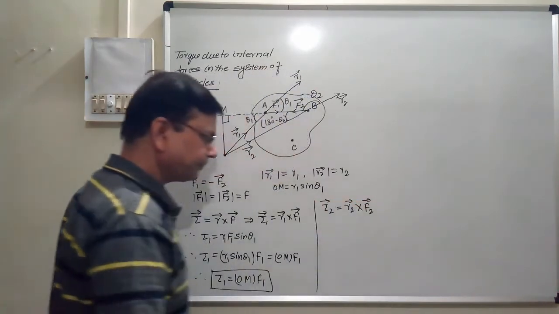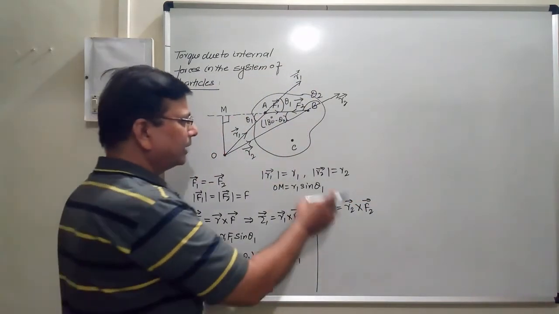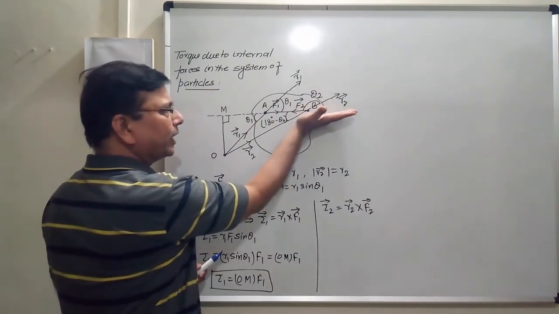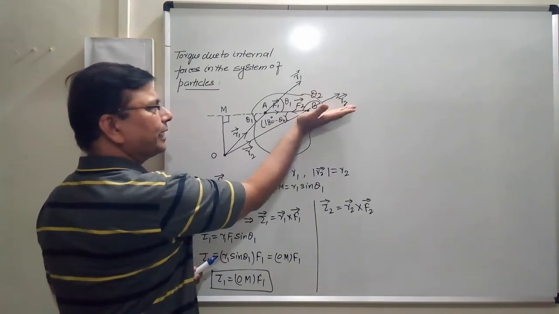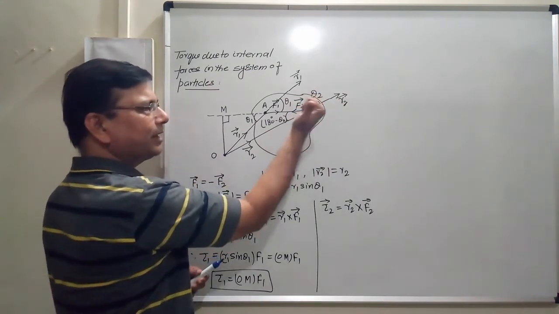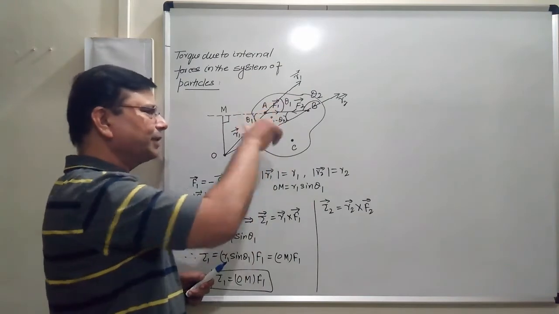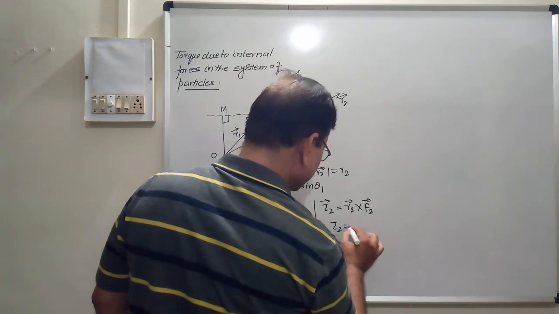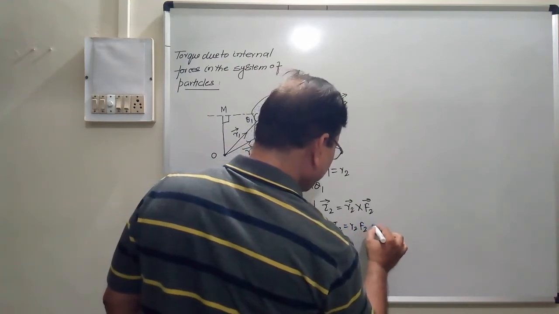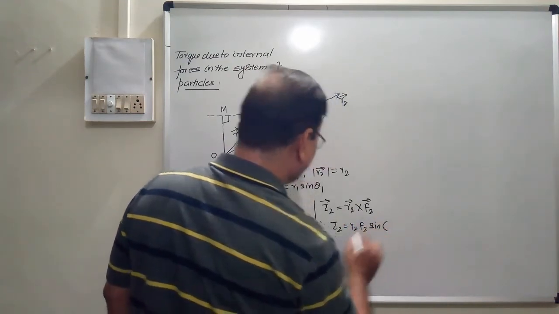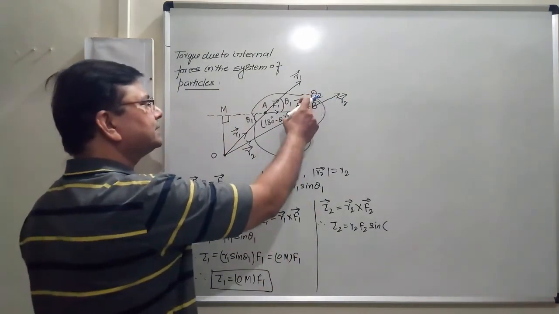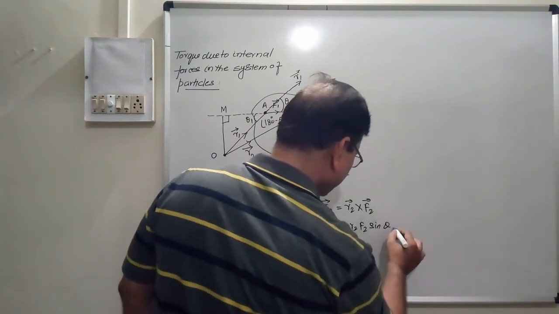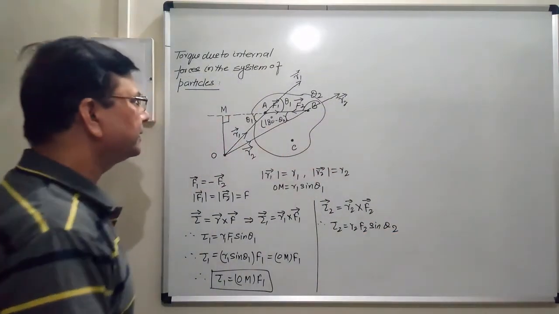Very important. R2 cross F2. See, R2, right hand rule, R2 cross F2, turning from R2 to F2. Direction of tau 2 is outside, direction of tau 1 is inside. So we can write the magnitude tau 2 is equal to R2 F2 sine of which angle? Angle between this, that is theta 2, sine theta 2, right?